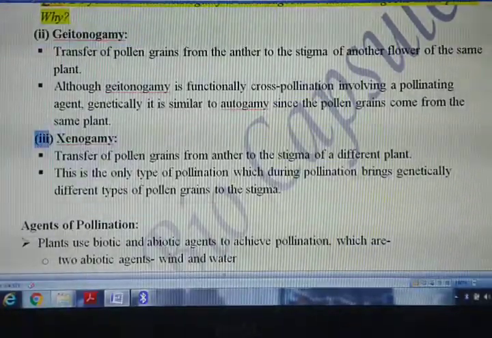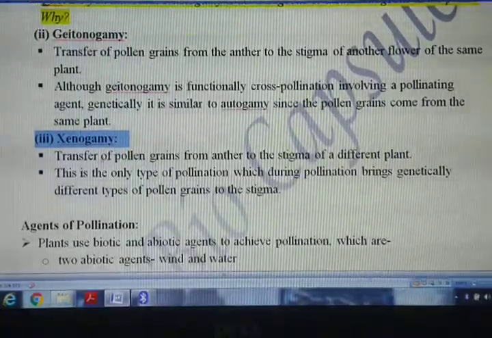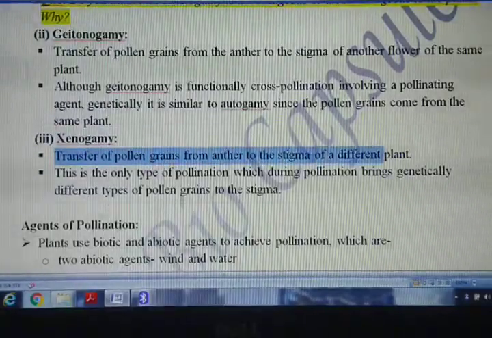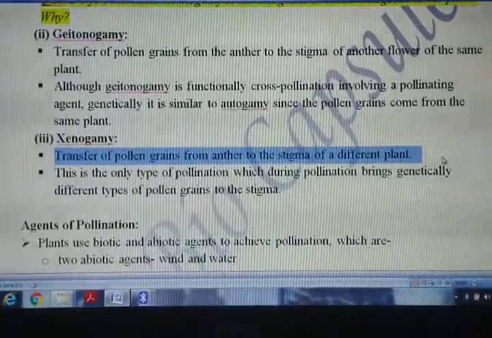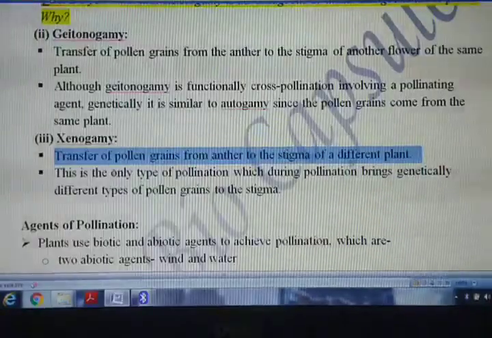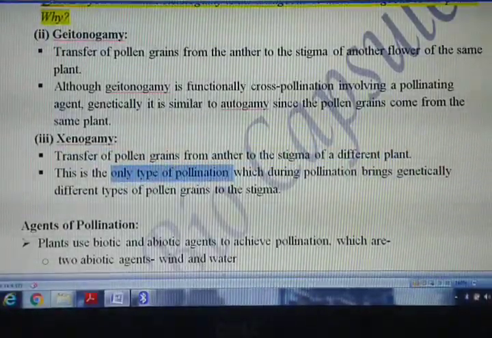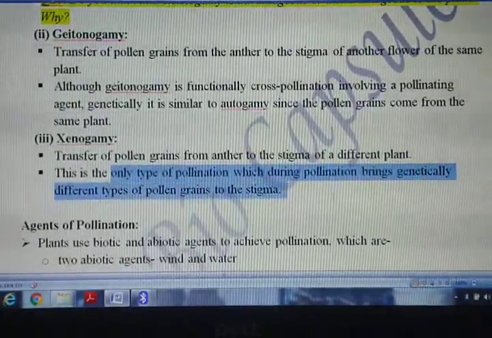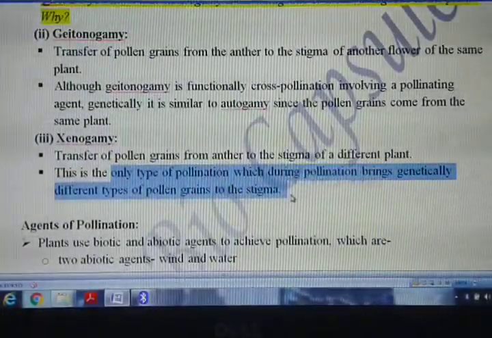And the third one is xenogamy. Now in this, the transfer of pollen grain is taking place between two flowers which are located on different plants. This is the only type of pollination in which there will be variability. That means we are talking about genetic variability. There are two plants, and both will have different genetic constitution.